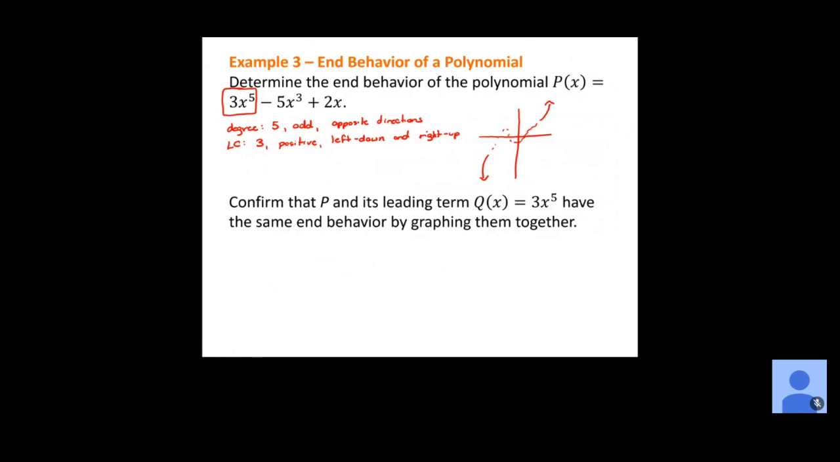Now again, in the homework, you're going to be asked to describe it in terms of as y approaches something, x approaches something. So we would say y approaches negative infinity as x approaches negative infinity, and y approaches positive infinity as x approaches positive infinity. So as I go to the left, I'm going down, and as I go to the right, I'm going up. That's what that says.